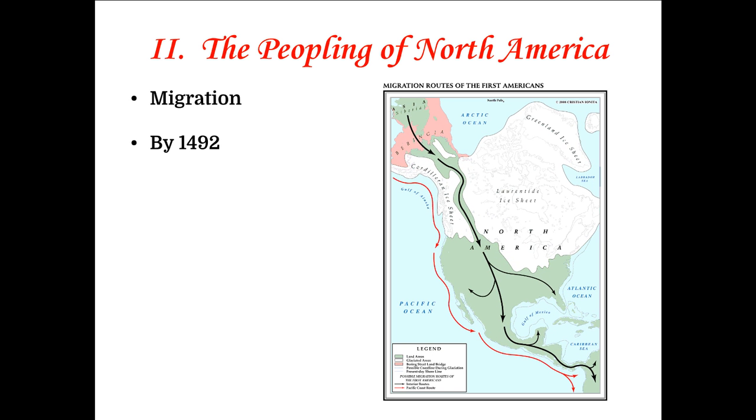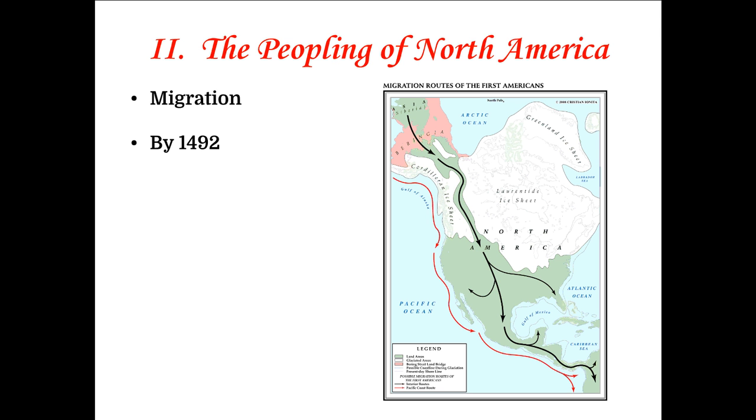So as the glaciers retreated, the first Americans migrated slowly through the Bering Strait and made their way down through what is now North America, and gradually into Mexico, Central America, and finally into South America. By 1492, there were perhaps as many as 54 million Native Americans living in North and South America.